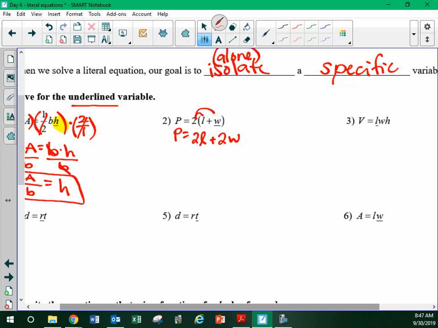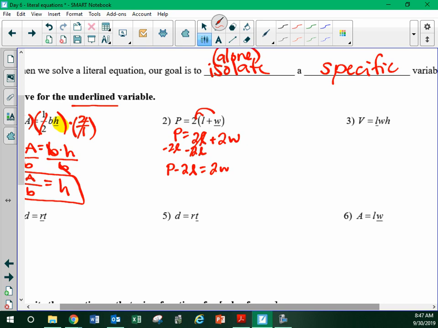All right, so we need to get W by itself. We have a positive 2L. How do I get rid of a positive 2L? Subtract 2L from both sides. Can I combine P and L? No, they're two different things, so I can't combine them together. So I just have P minus 2L. Those cancel, and it's going to be 2W over here.